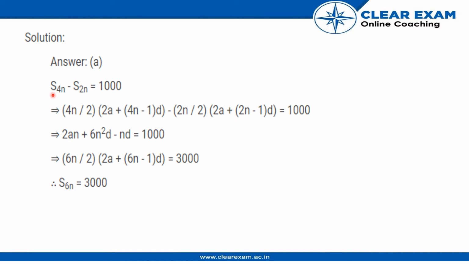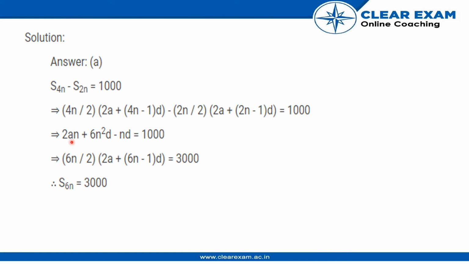Now it is given in the question that S of 4n minus S of 2n is equal to 1000. Now the formula says that for an arithmetic progression, the summation of n terms, Sn, will be equal to n upon 2 into (2a plus (n minus 1) into d). Now substituting n as 4n and 2n, we have 4n upon 2 into (2a plus (4n minus 1) into d) minus 2n by 2 into (2a plus (2n minus 1) into d) to be equal to 1000.